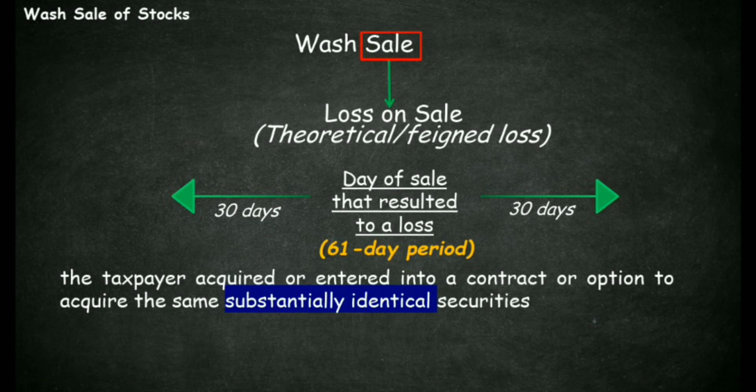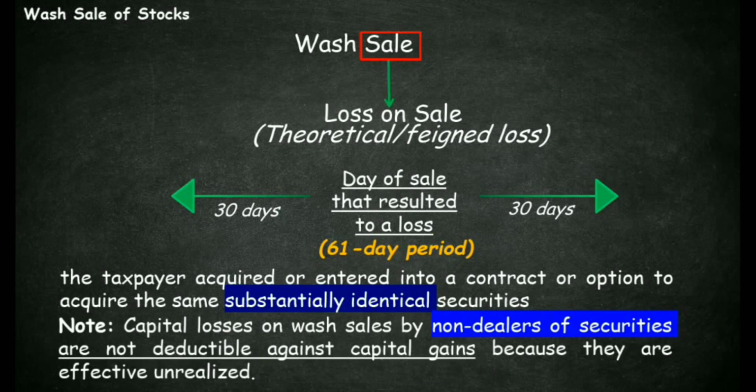Let me repeat. If what the taxpayer sold is common stocks, what the taxpayer buys within the span of time, which is the 61-day period, must also be common stocks. If what he sold is preferred stocks, specifically participating preferred stocks, then what he buys within the span of time, the 61-day period, should also be participating preferred stocks. And take note that the capital losses on wash sales by non-dealers of securities are not deductible against capital gains because they are ineffective and unrealized.